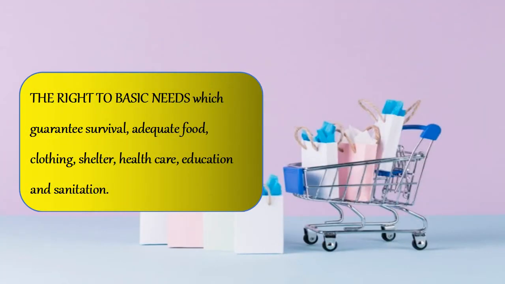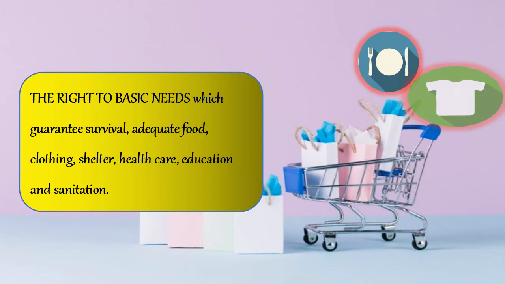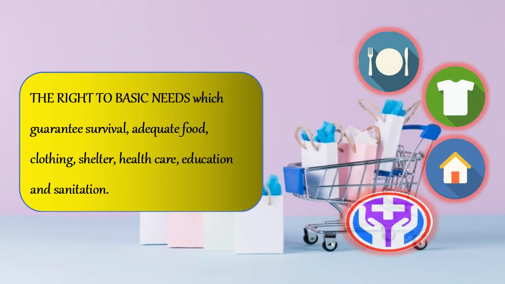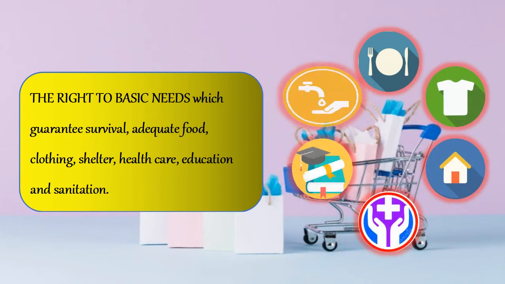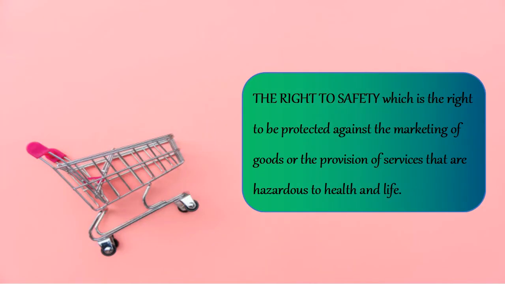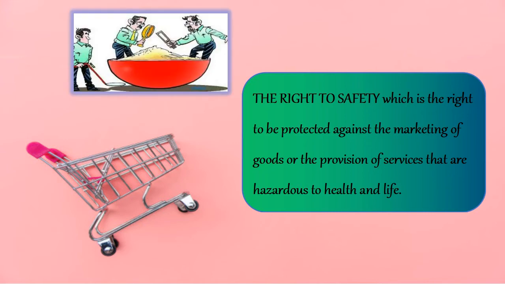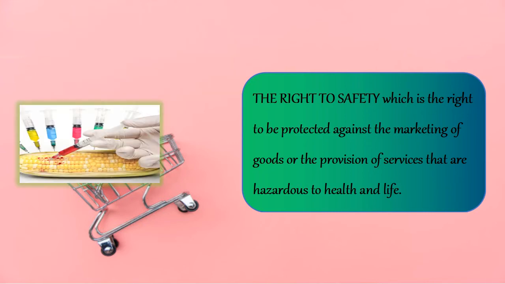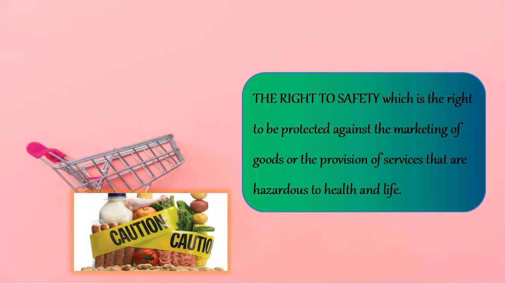The first consumer right is the right to basic needs, which guarantees survival, adequate food, clothing, shelter, healthcare, education, and sanitation. The second consumer right is the right to safety, which is the right to be protected against the marketing of goods or the provision of services that are hazardous to health and life.